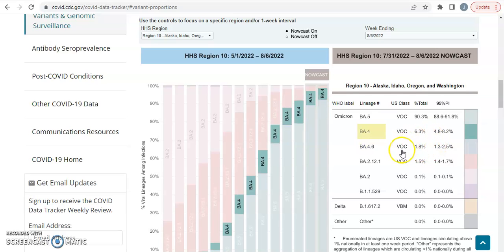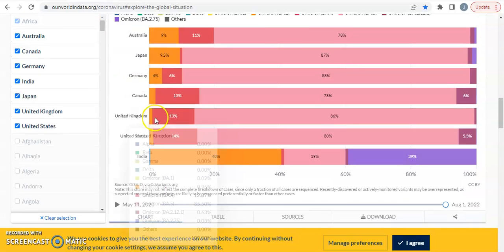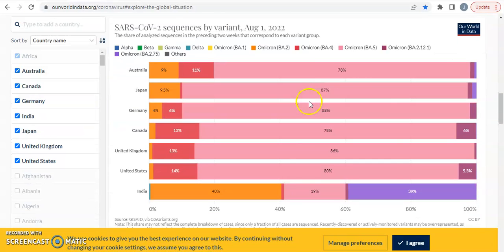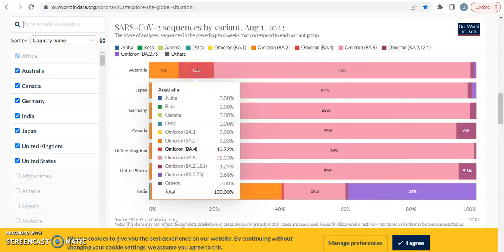So we know it's taken off in the Midwest, and we know it's gaining traction in the Mid-Atlantic, and just south of New England, it's starting to gain traction. Where else is there BA.4.6 in the world? Well, we know Australia has some of it, because there have been reports indicating it. And if you notice here, this is Our World in Data, they don't have a listing for BA.4.6. They just have BA.4, which in Australia is 11% of the cases.